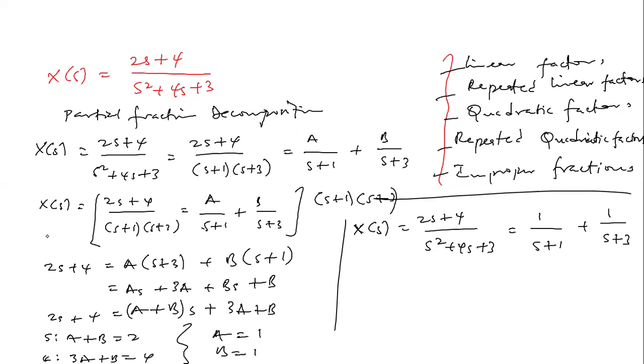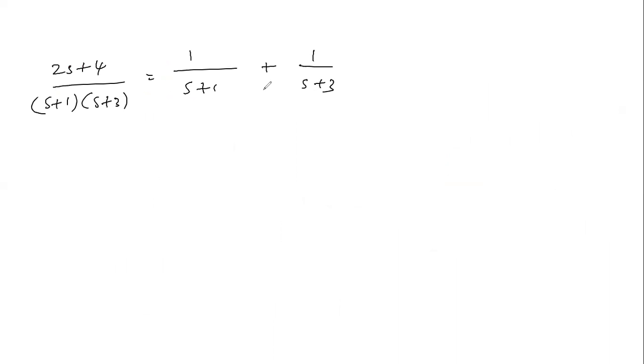So now we already have that (2s plus 4) over (s plus 1)(s plus 3) is the same as 1 over s plus 1 plus 1 over s plus 3. So we've been able to resolve this expression, and this is close to what we can use the Laplace transform pair to resolve, isn't it?